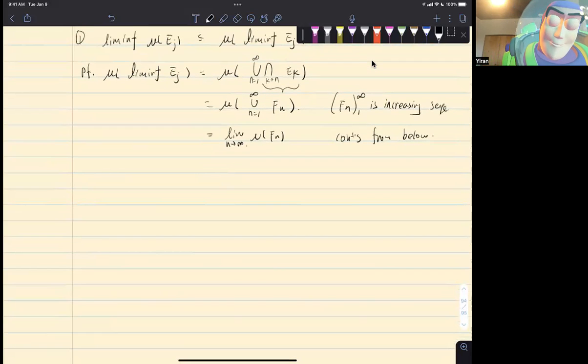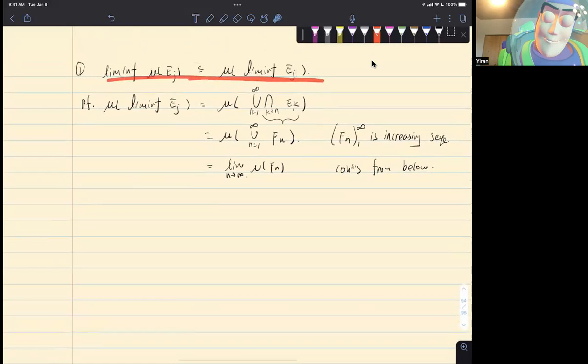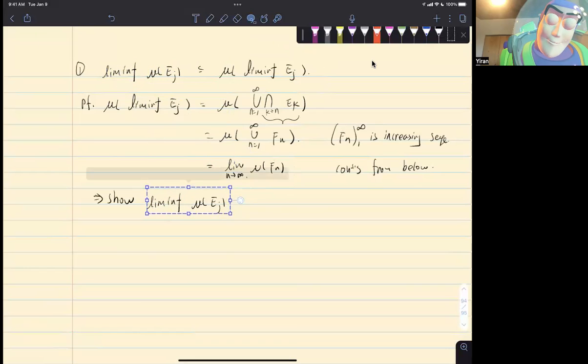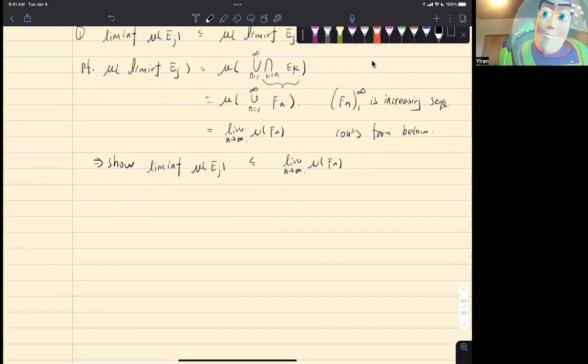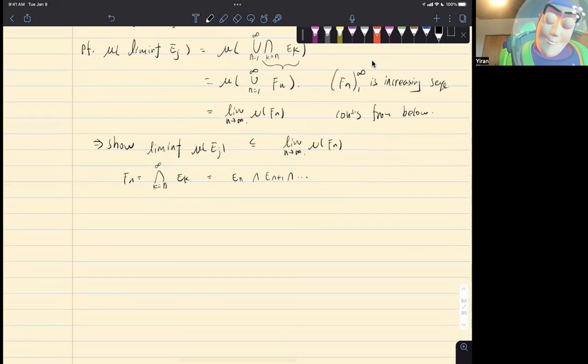And also, since our goal is to show this, and we already know that the right hand side is equivalent to this, therefore we can just show that this is smaller or equal than this. Now you can think about what is the relationship between F_n and E_j. We know that F_n is equal to the intersection over k from n to infinity of E_k. Let me write out the examples. So it's equal to E_n intersect E_(n+1) intersect dot dot dot. And so F_n contains E_n.